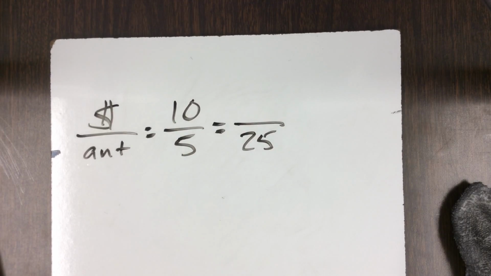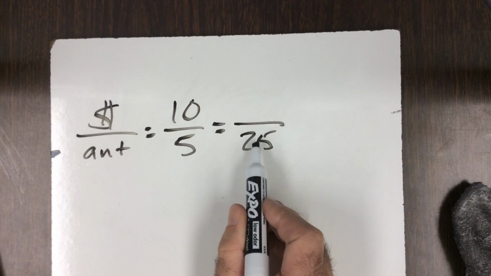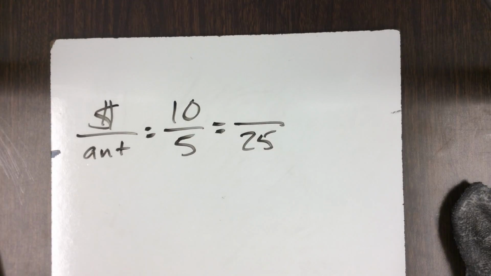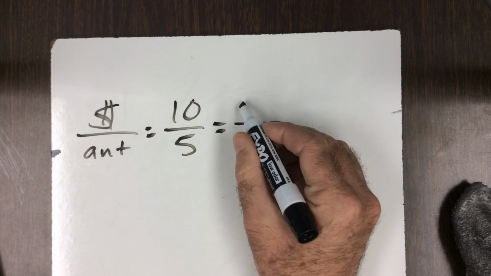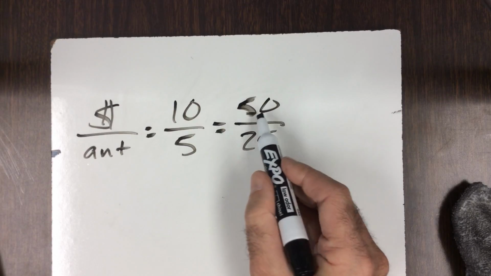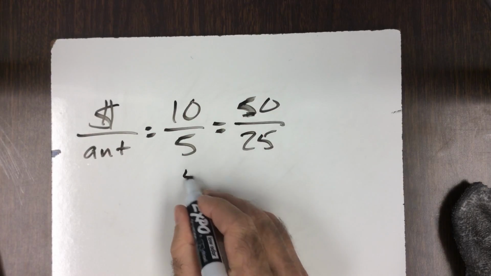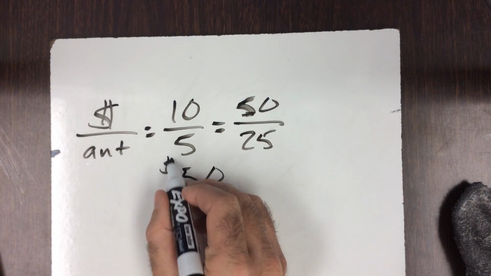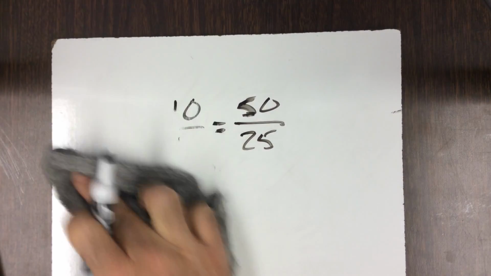You don't have to do all the cross multiplication. The difference between 5 and 25, we could multiply this times 5, or the difference between 5 and 10, we could double this. We're going to get the same answer either way, right? 5 times 5 is 25, 10 times 5 is 50. Or we could double 25, and again, it would give us 50. So if he needs 25 antiques for his little museum, he's going to need to spend $50 on that. So your answer is $50. Okay, that was number 3. Let's move on to number 4.